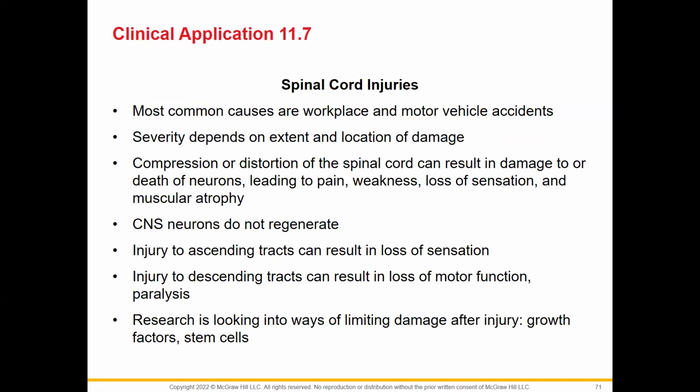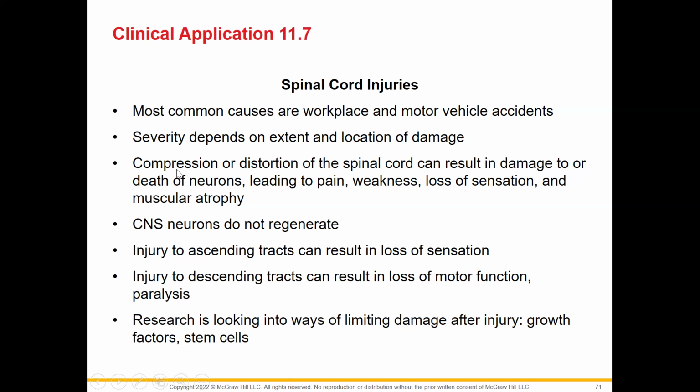Spinal cord injuries. The most common causes of spinal cord injury are workplace injuries as well as motor vehicle accidents, so MVAs. The severity of the spinal cord injury depends on how much damage occurs and where the damage occurs. If the damage occurs higher up in the spinal cord, then you're more likely to get more damage because it's affecting more of the nerves that are coming from the brain stem.